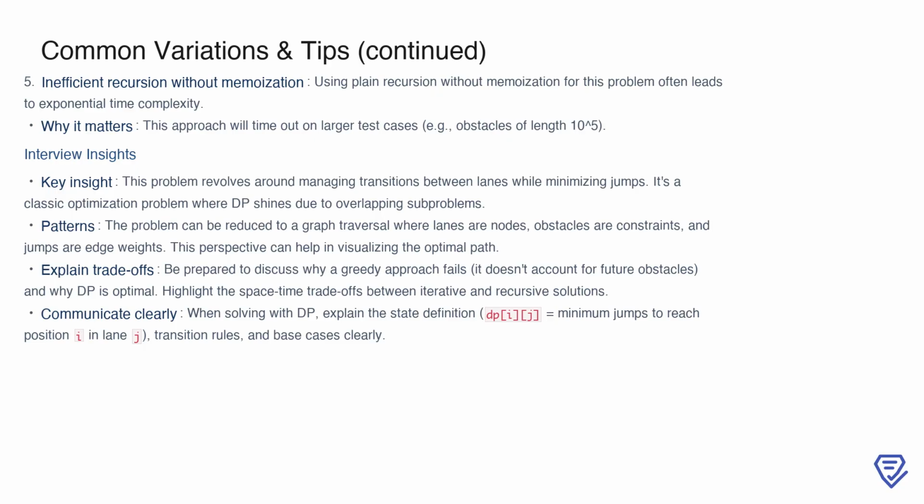Clear communication is key. Define your DP states, such as DP[i][j], representing the minimum jumps to reach position i in lane j, and explain how the transitions and base cases are derived.